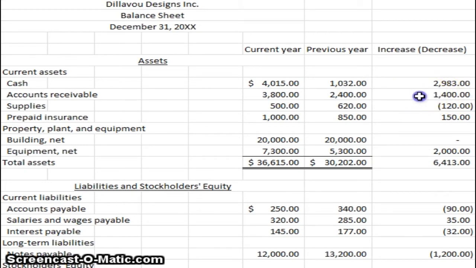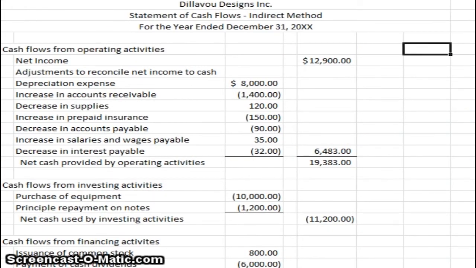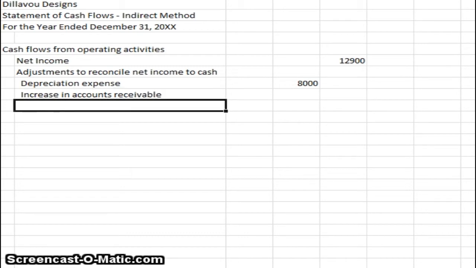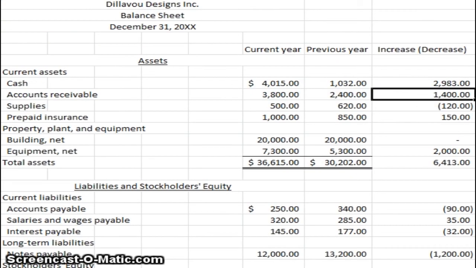Accounts receivable went up. So let's go over here and put increase in accounts receivable. And how much was that? It went up $1,400. Think about it this way: if accounts receivable went up, more people owe us money. We would have recorded the services provided in that same period because we actually did earn the revenue.